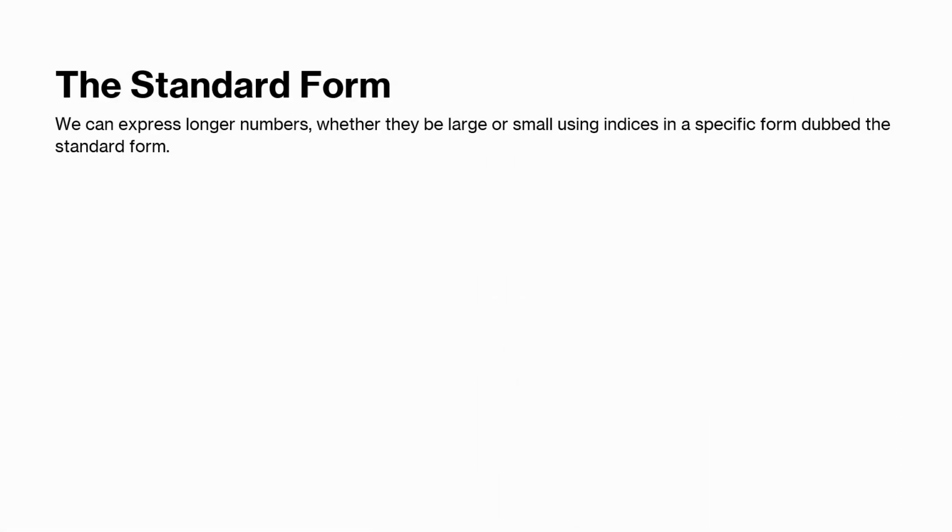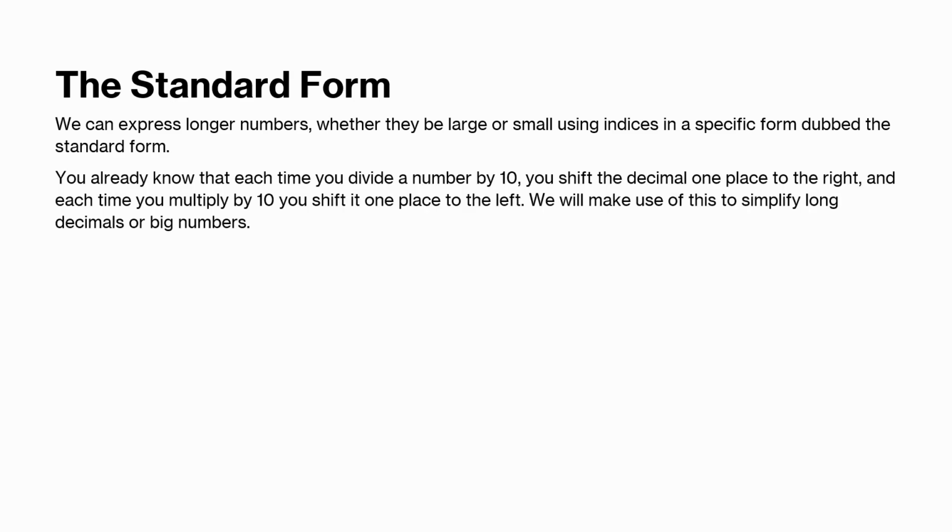Finally, we'll talk about the standard form. We can express longer numbers, whether they be large or small, using indices in a specific form, the standard form. By larger numbers, I mean numbers with a lot of digits. You already know that each time you divide a number by 10, you shift the decimal one place to the right, and each time you multiply, you shift it one place to the left. We will simply make use of this to simplify long decimals or big numbers.